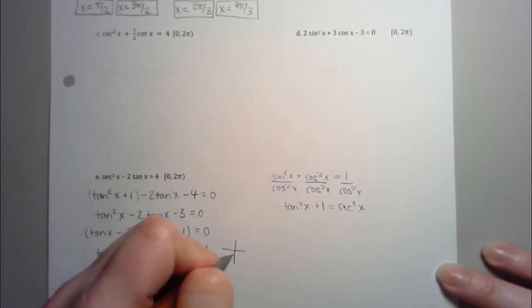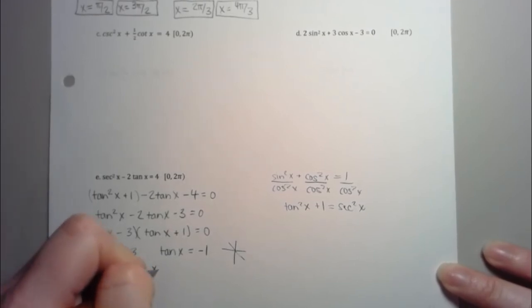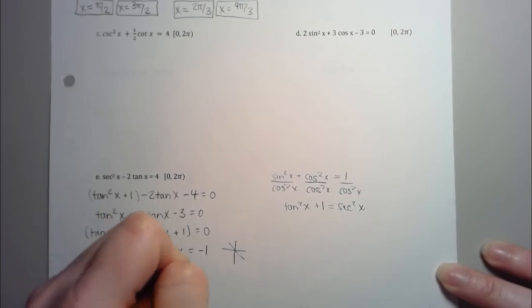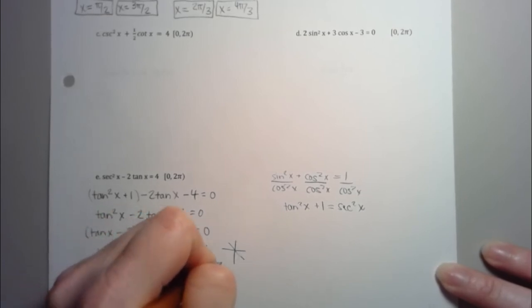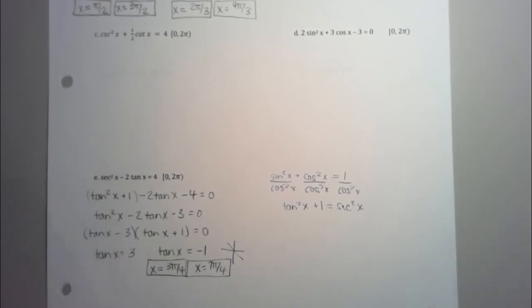So tangent is negative in these two quadrants at pi over 4 reference angles. So we're going to say 3 pi over 4 and 7 pi over 4. So those are done. Now we're being asked to work in radians. I'm glad I picked this one.